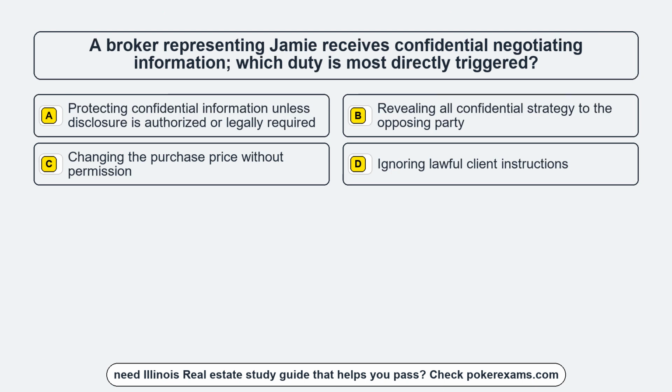Question 17. A broker representing Jamie receives confidential negotiating information. Which duty is most directly triggered? Option A. Protecting confidential information unless disclosure is authorized or legally required. Option B. Revealing all confidential strategy to the opposing party. Option C. Changing the purchase price without permission. Option D. Ignoring lawful client instructions.